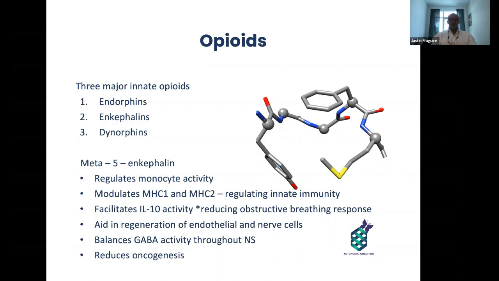Dynorphins play a huge role in thrombotic factors throughout the system as well. So that helps to prevent thrombosis, in essence.